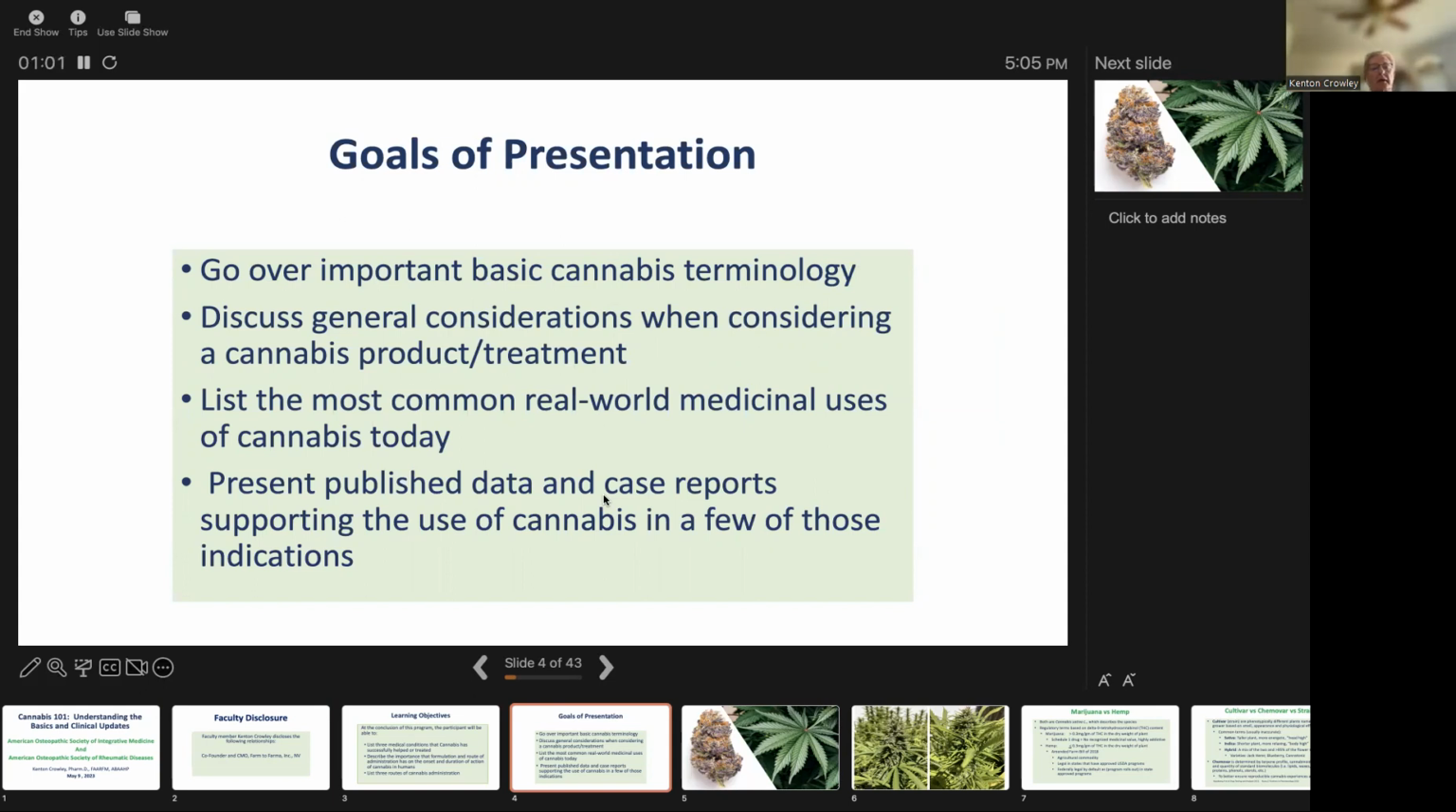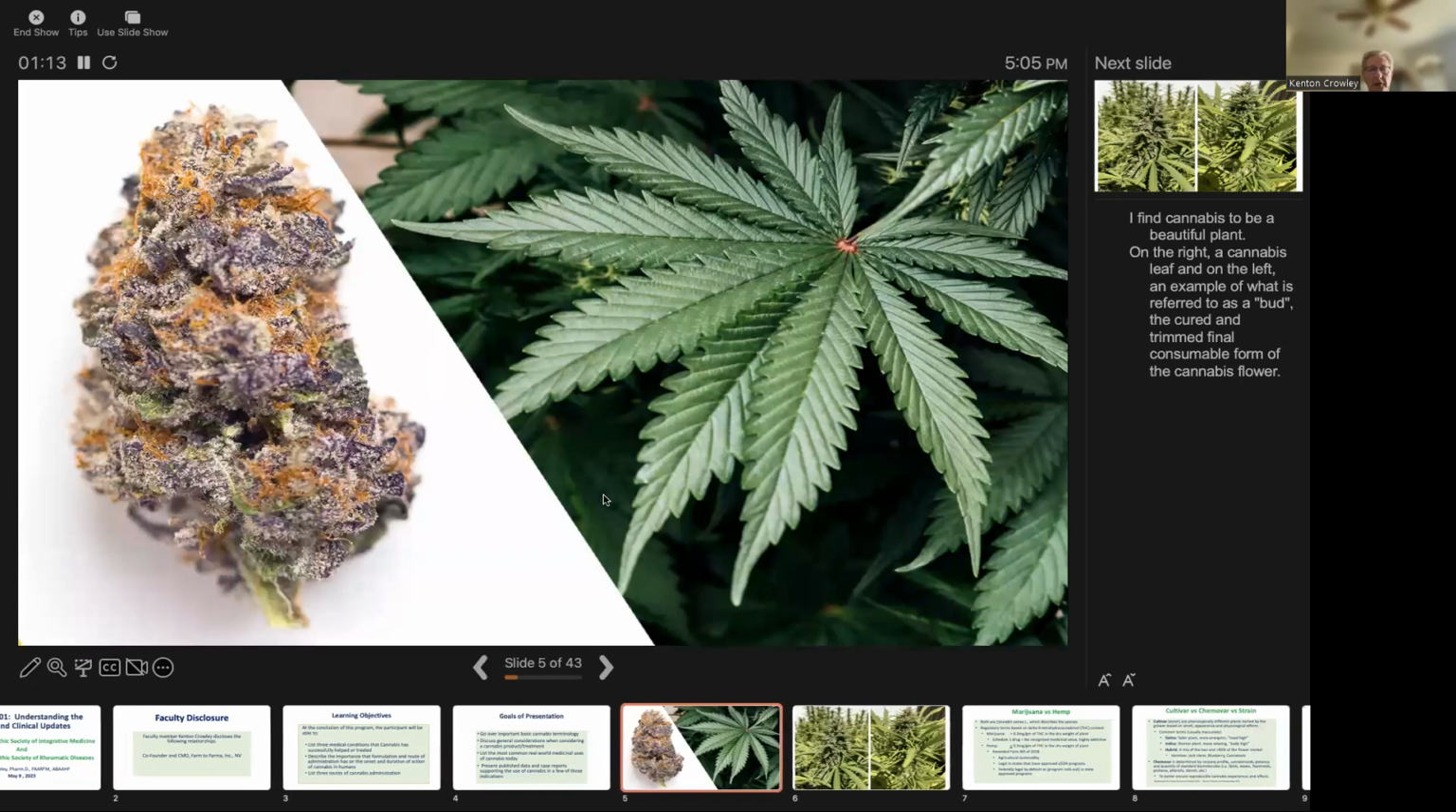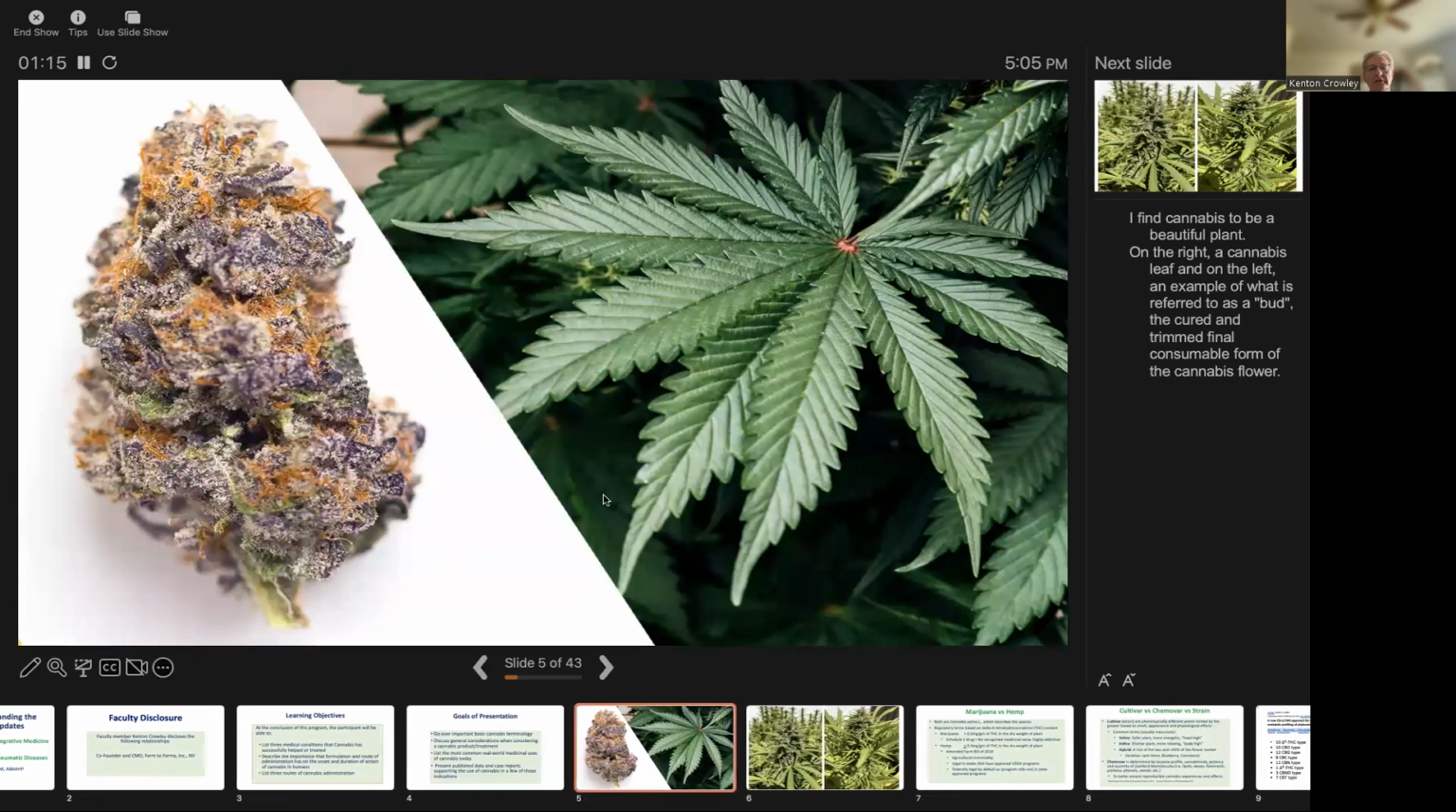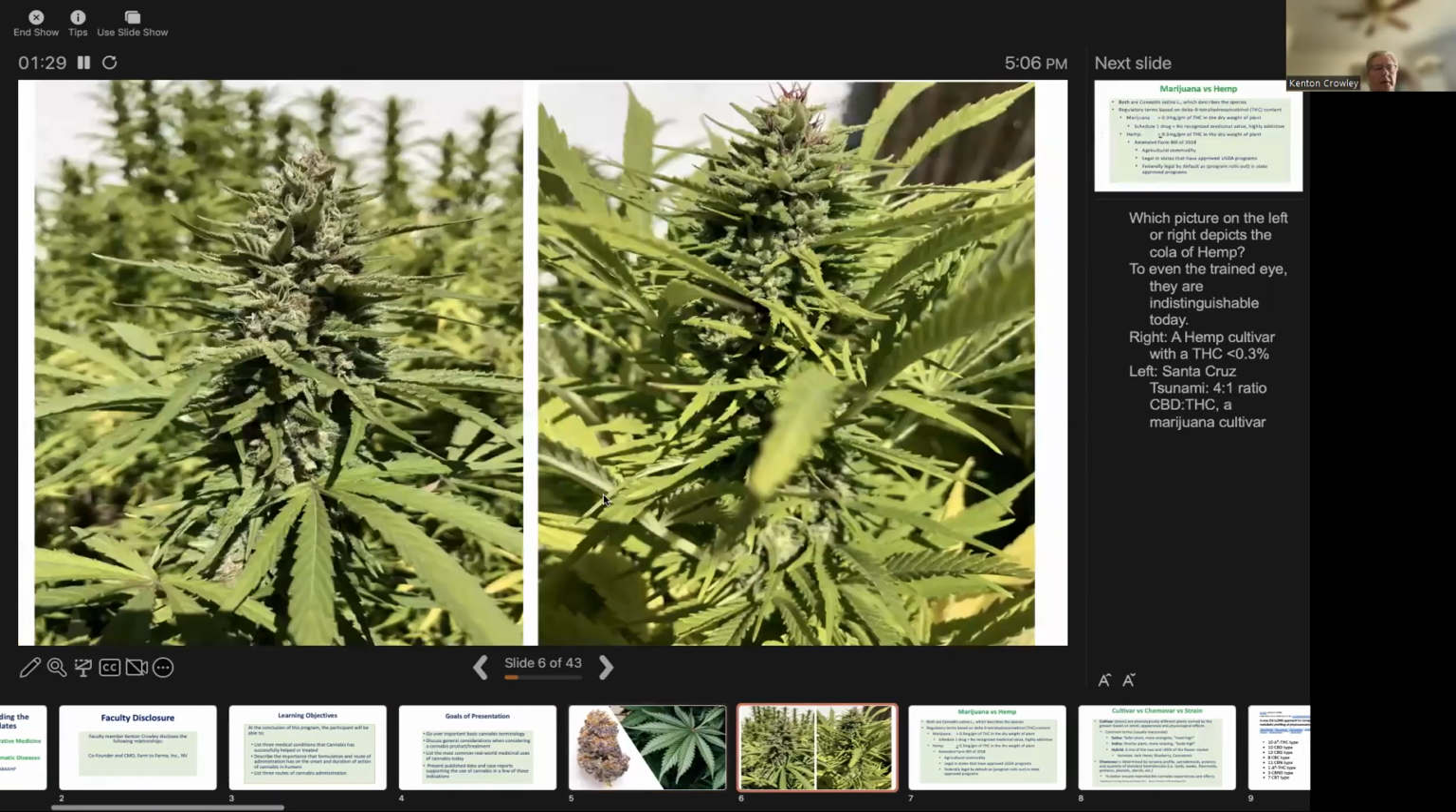I'm going to list some of the most common real-world medicinal uses of cannabis, and then present some published data and case reports supporting a few of those indications. So this is the cannabis leaf on the right, and an example of the finished product called a bud, which is the cured and trimmed final consumable form of the cannabis plant.